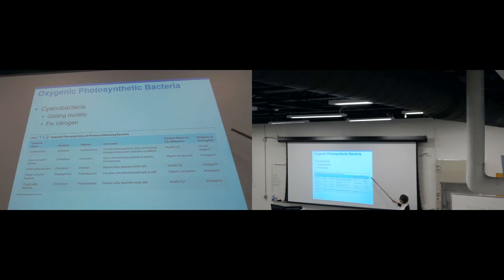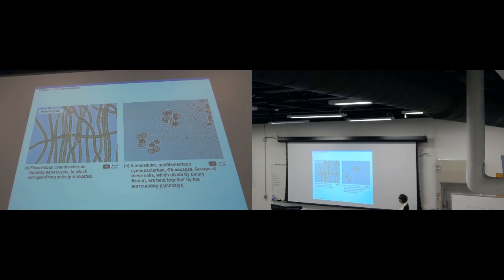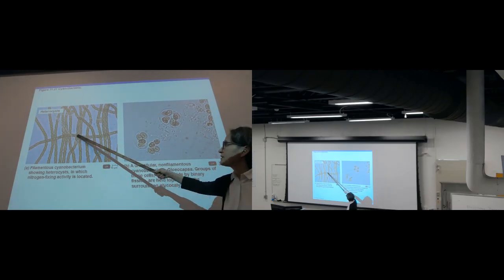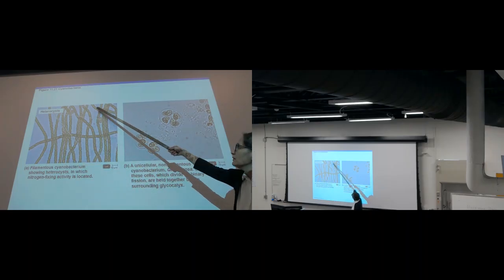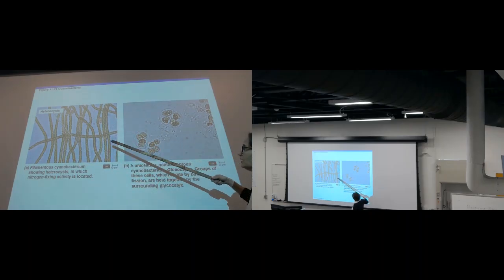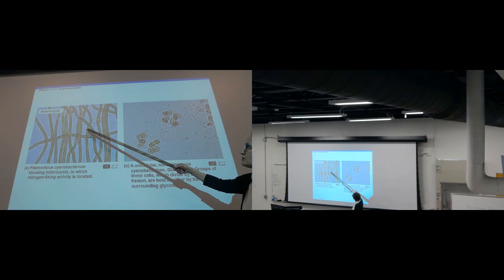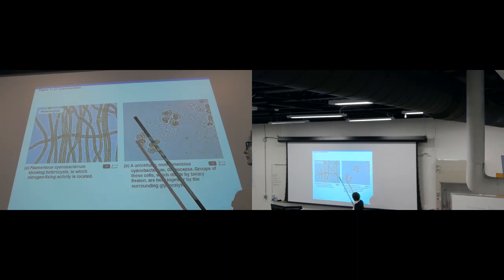And then bacteria like cyanobacteria fix nitrogen, and they are gliding. Many of these bacteria live in aquatic environments like cyanobacterium, and they form these filaments. It's a rod, and they form heterocysts.